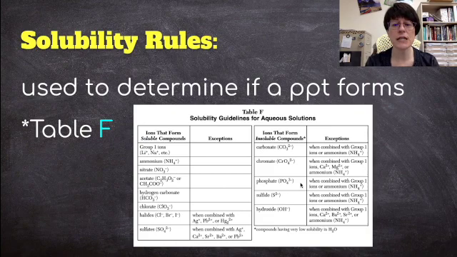Now, over here, on the right-hand side, these are all insoluble, okay? So carbonates, chromates, phosphates, sulfides, and hydroxides in general are insoluble. However, here are the exceptions. You would have to look at the exceptions to see if it was insoluble.